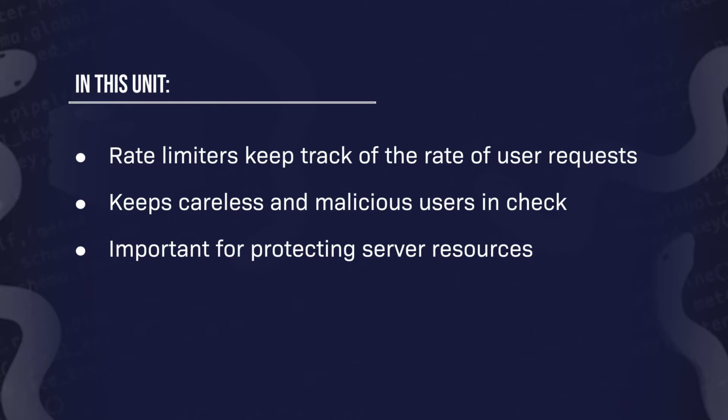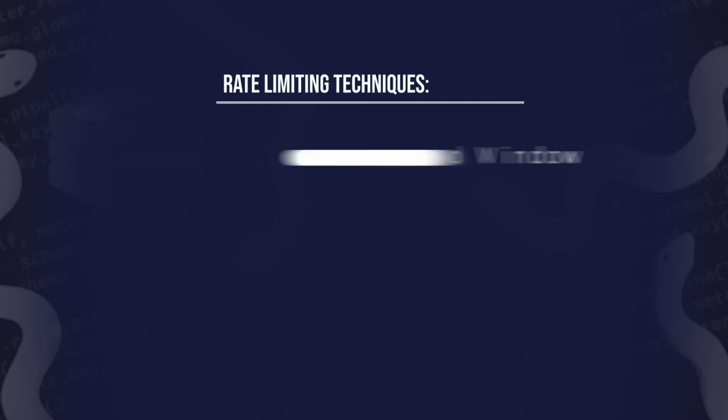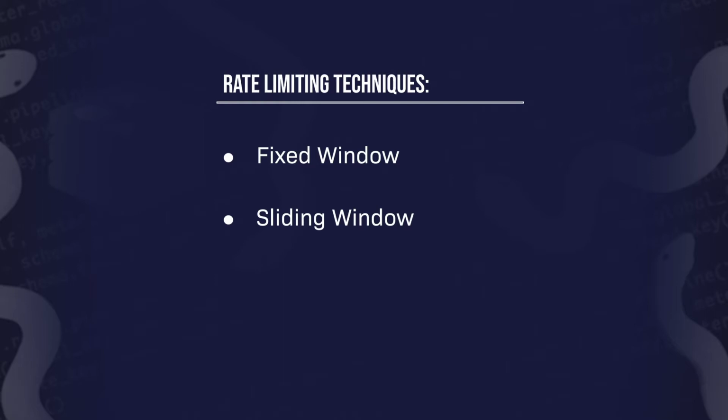If you're hosting an API that does image processing, for example, you want to make sure that users don't overwhelm your servers. A rate limiter can prevent this. There are many ways to build a rate limiter. Two common techniques are the fixed window and the sliding window.